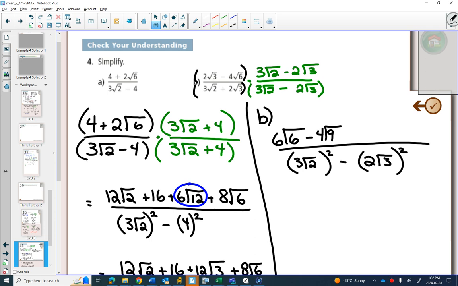And I'm okay if you would have written 12 right away. Sometimes with your mental math, you'll want to think ahead and recognize that root 3 times root 3 is just 3, and then 3 times 4 is 12. If you wrote 12 there right away, fine. Next one, negative 4 times 3, I'm going to get negative 12. And root 6 times root 2, root 12. And finally, negative 4 times negative 2 is plus 8, and root 6 times root 3 is root 18.